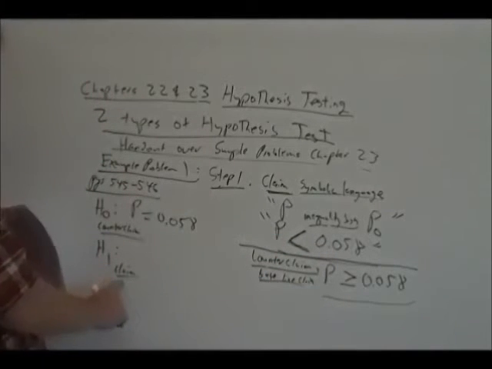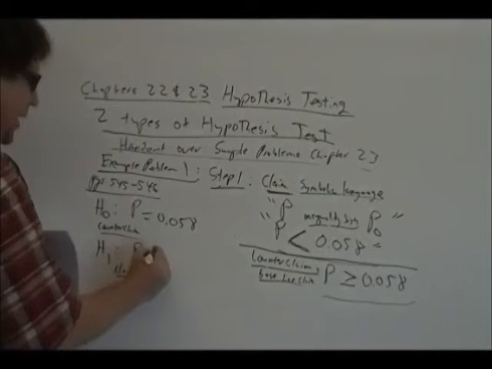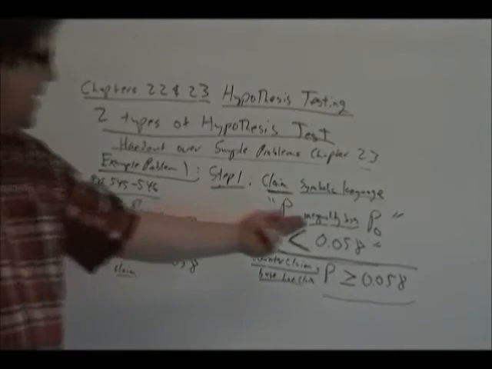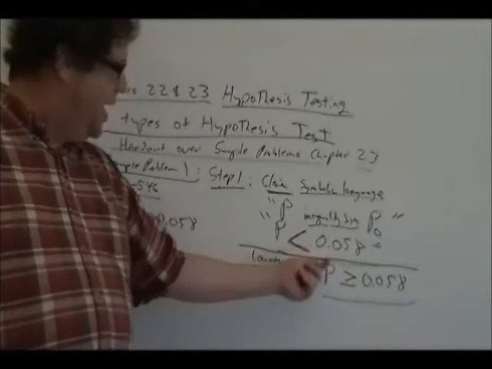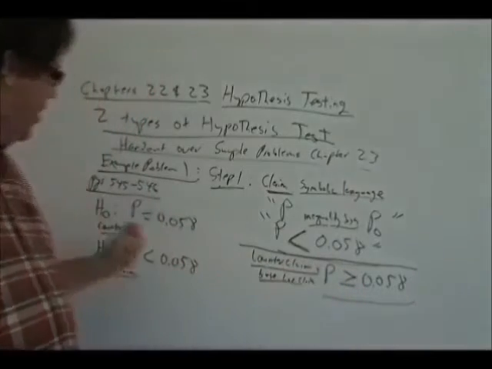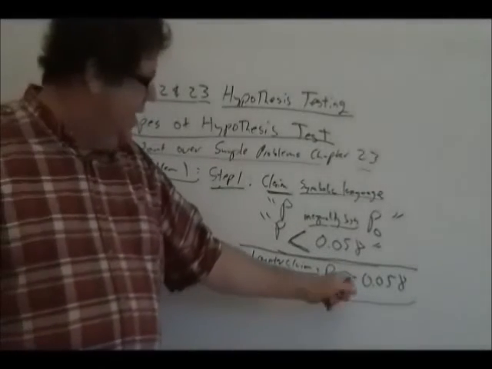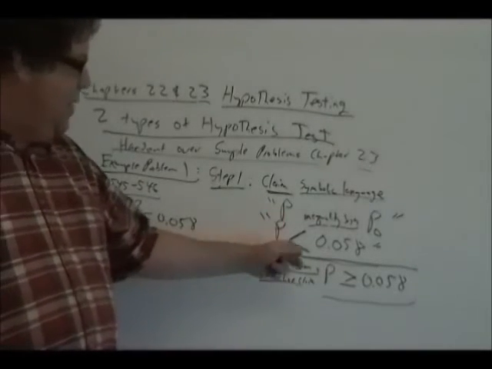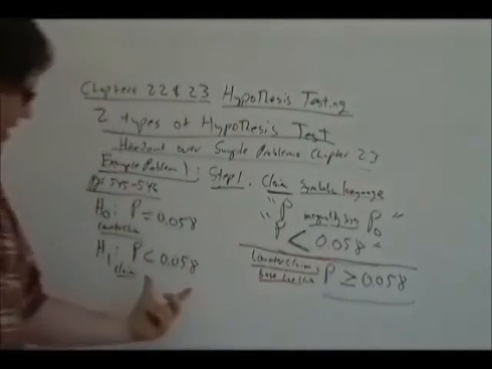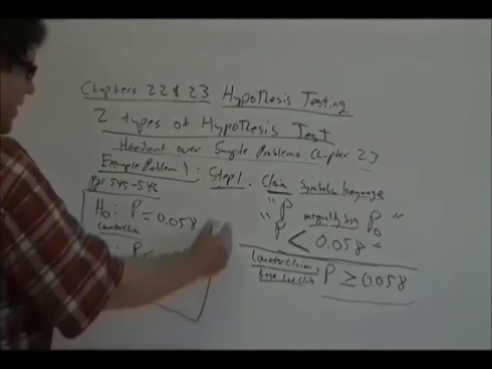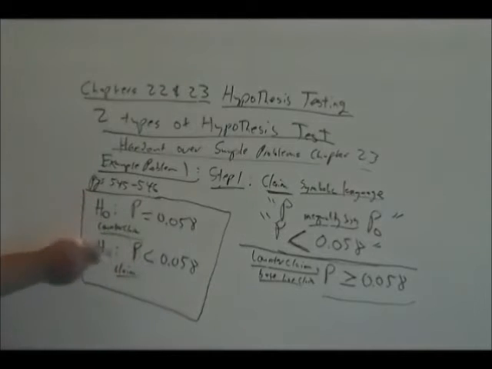So H1, which comes from the claim, is P less than 0.058. From the given claim, you extract the symbolic language for the claim and the symbolic language for the counterclaim. The counterclaim is converted into the null hypothesis with the inequality sign replaced by an equal sign. The claim is written as is as H1, the alternative hypothesis. So you convert claim and counterclaim into null hypothesis and alternative hypothesis.